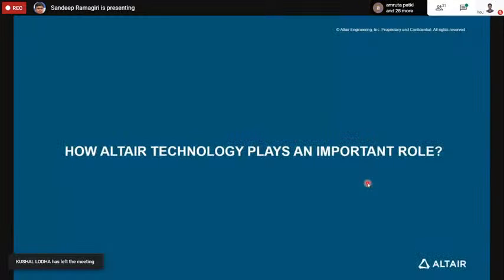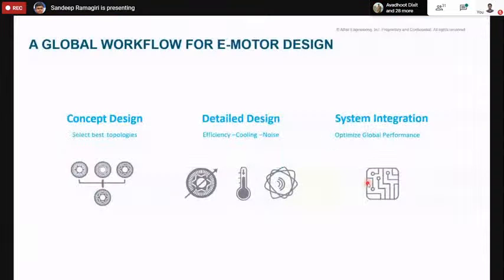Okay, so we have seen the global level challenges, the challenges from the designer perspective, what is unique to India when it comes to electrical rotating machines, and what duty cycles we need to adopt for designing electrical motors. Let us now see how Altair plays an important role in addressing these challenges. Altair proposes a global workflow for the design of electrical rotating machines.